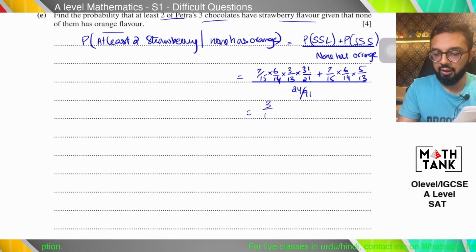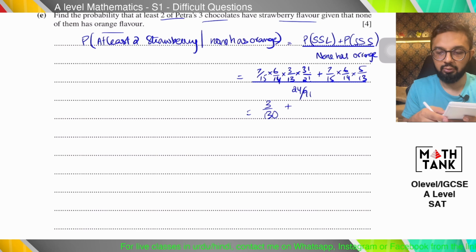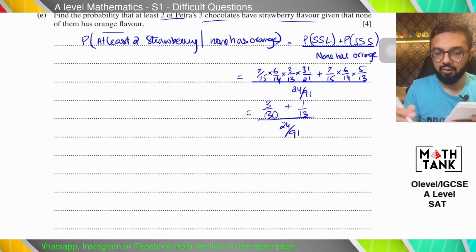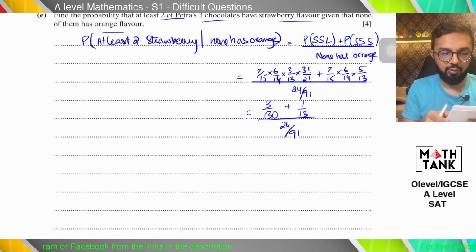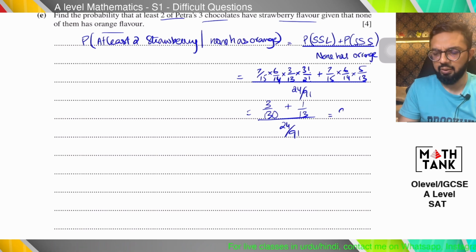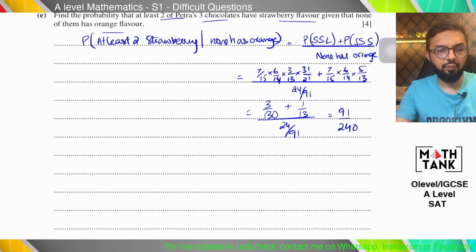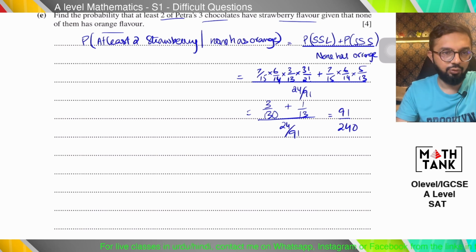3 over 130. 1 over 13, and then 24 over 91. Okay, so that's giving me 91 over 240. I don't know if that is the right answer. I will have to check.